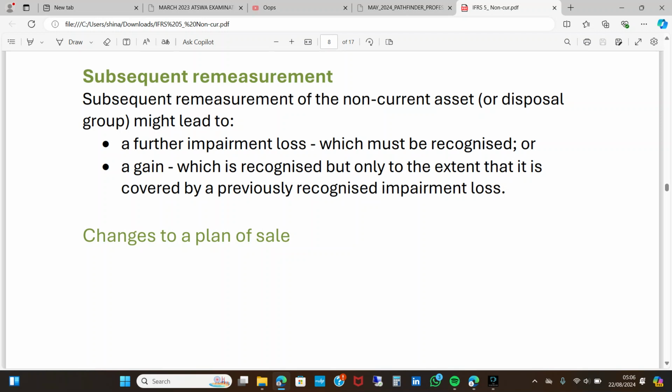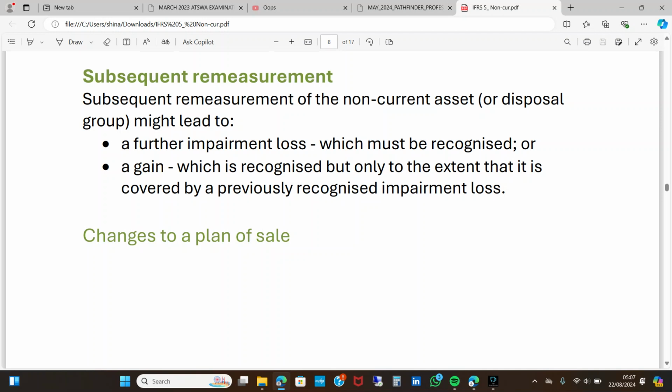One, it's possible that when we are remeasuring it, we get a further impairment loss. What do I mean by that? That means the asset falls in value again. Our fair value less cost to sell is lower than our carrying amount. What do you do? You recognize another impairment loss. It's also possible that the value of the asset has gone up from what it was before. You can recognize the increase in value, but subject to the fact that whatever increase you are recognizing must not be more than the previous loss you have recognized in the past.